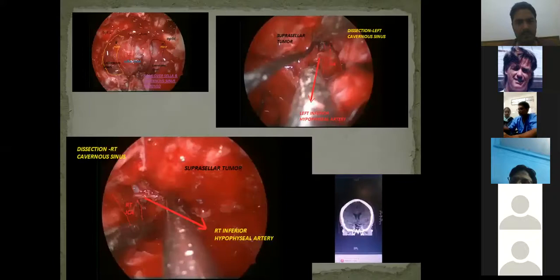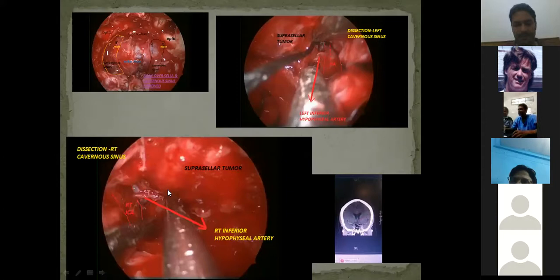So this actually is a tumor which was going to both cavernous sinuses. You can see the internal carotid artery has been marked with the sketch here. And this is the tumor. We have lateralized the tumor and you are seeing the carotid artery, and this is the left inferior hypophyseal artery. And the same thing on the right side, this is the right internal carotid artery, this is the tumor, and this is the right inferior hypophyseal artery.